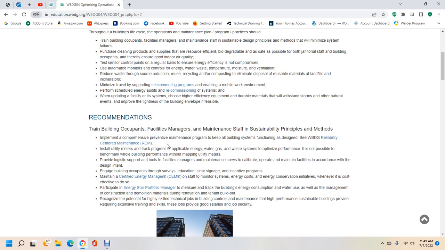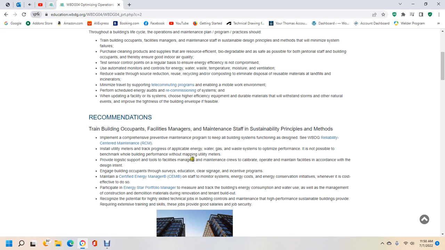Recommendation: train building occupants, facility management, and the maintenance staff in the suitable principal methods. Implement a comprehensive preventive maintenance program to keep all the building housing systems functioning as designed, with reliability centered maintenance. Install utility meters to track progress, applicable to the water, gas, and waste systems. Optimization performance is not benchmarked against whole building performance without mapping utility meters.